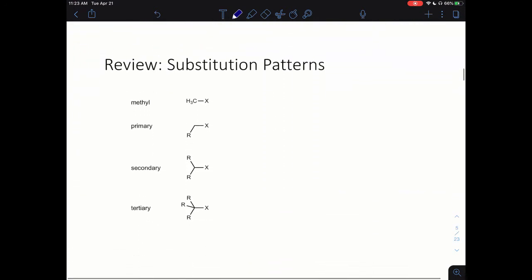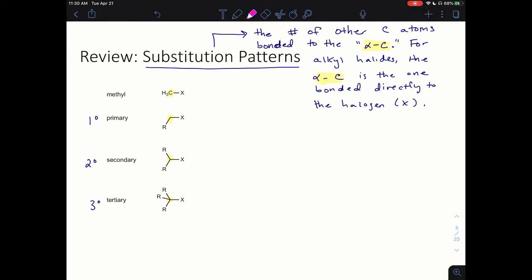What's even more important today is that we remember substitution patterns. So when we're talking about alkyl halides, we are very interested in the carbon bonded to the alkyl halide. So these carbon atoms here are referred to as the alpha carbon of the alkyl halide. Now this can be a little bit infuriating because what is referred to as the alpha carbon will actually change depending on what the functional group is. But for alkyl halides, the alpha carbon is the one directly bonded to the halogen. And we're interested in their substitution patterns.